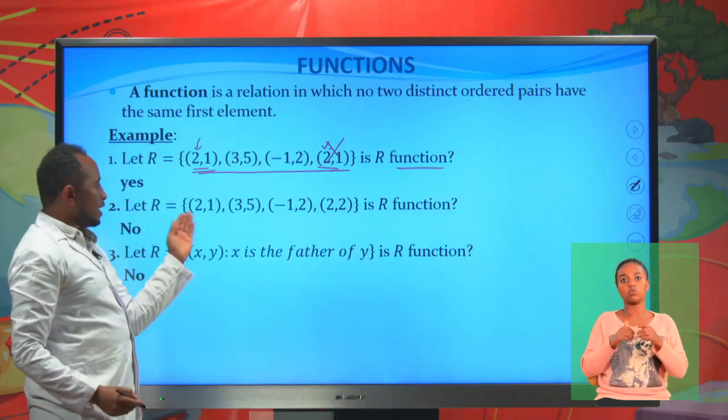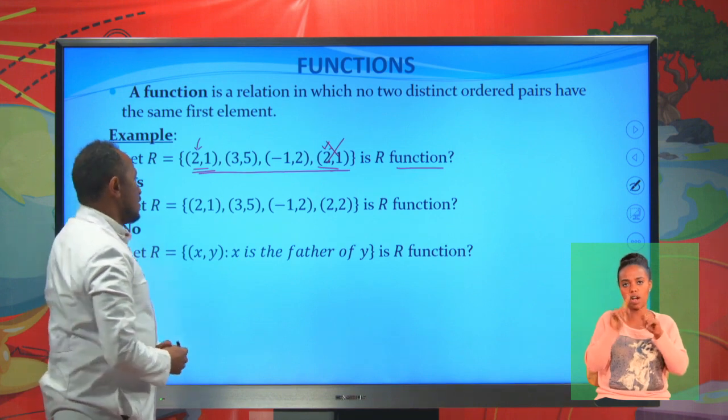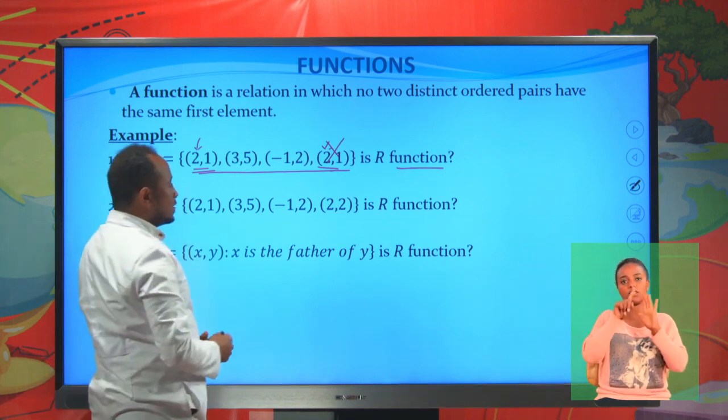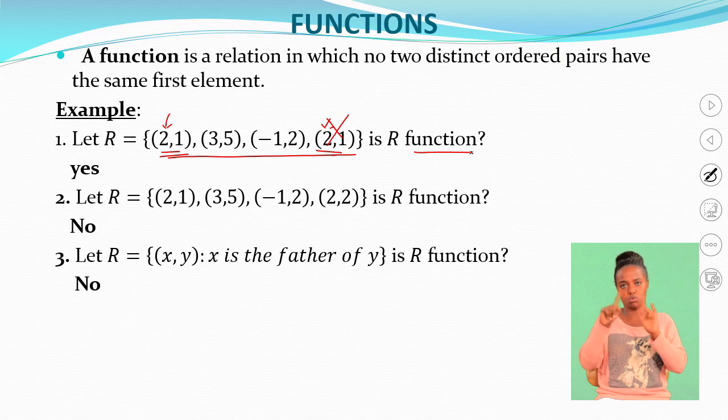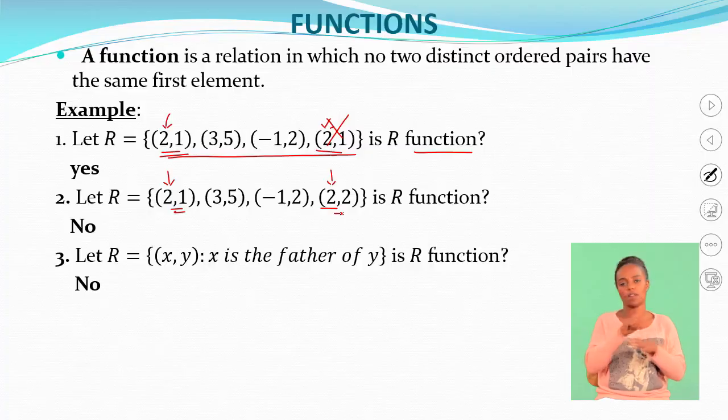And let's take this one. Let R be given as 2 comma 1, 3 comma 5, negative 1 comma 2, 2 comma 2. Is R a function? If you check here, 2 is repeated. These two are distinct. Therefore, this one is not a function since the first ordered pair is repeated.